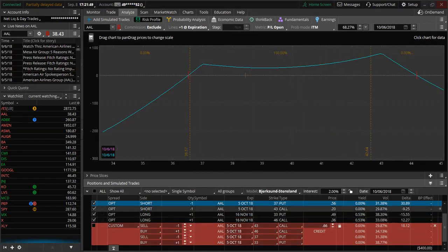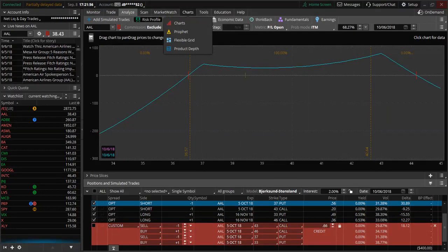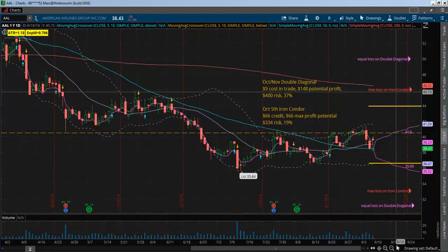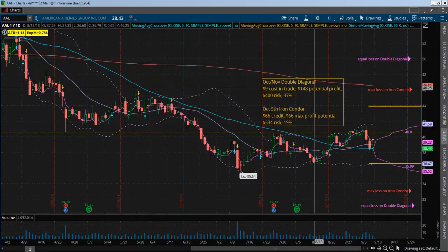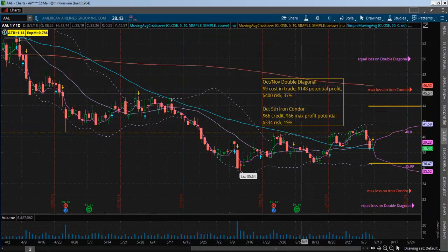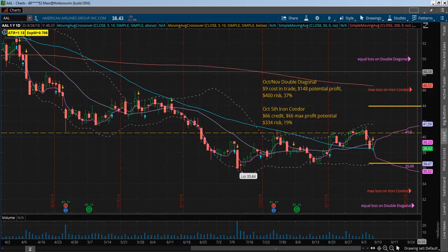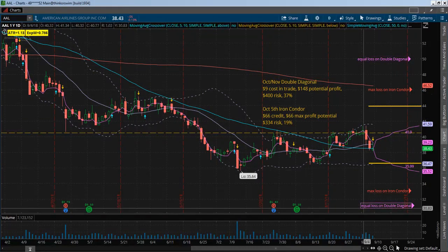Yeah, I may have something wrong on the numbers here, and I'll have to go back and look at that anyways. But that gives you an idea between the Iron Condor and the double diagonal. Never mind. I'll have to double check that. Maybe I'm thinking of a different trade. But your equal loss is still out here. So that's what I'm comparing here, your potential loss.